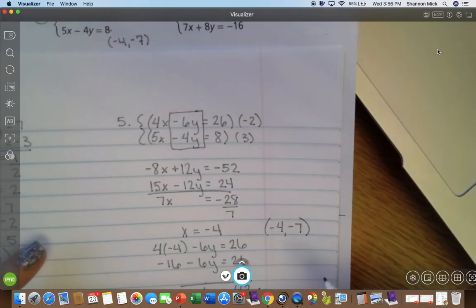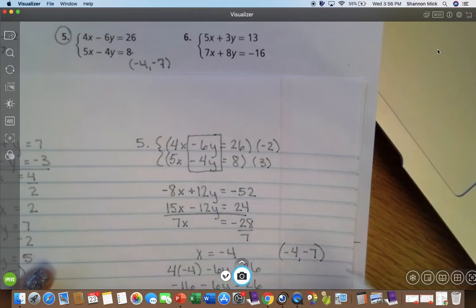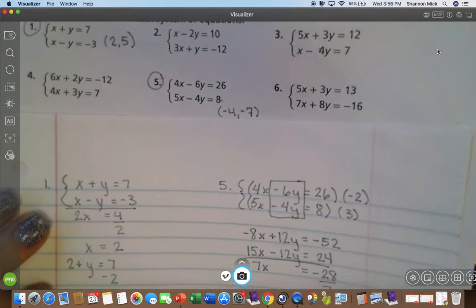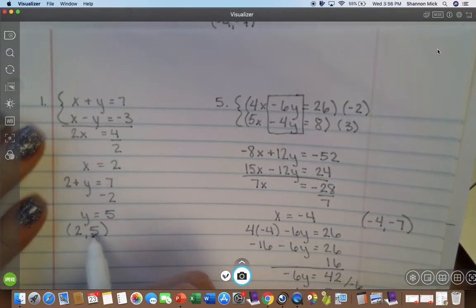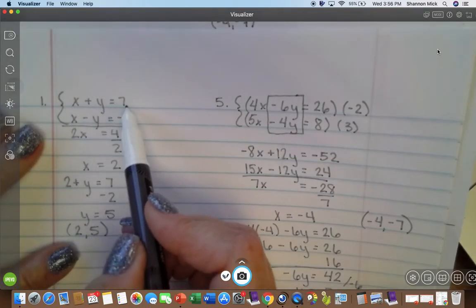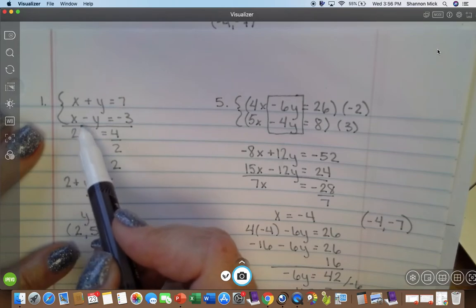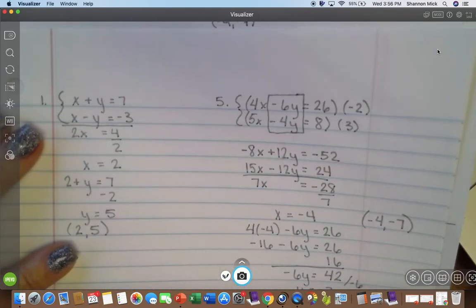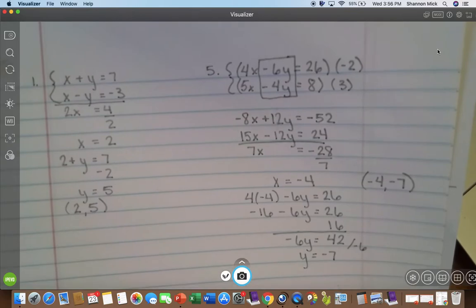Now, if I want to check my answers, I just plug them back into the original equations. I'm going to do it here with this first one. I had 2 and 5, so if I plug 2 and 5 in for x and y, I have 2 plus 5 is 7, and that's what it's supposed to be. And 2 minus 5 is negative 3. So it has to make both equations true.